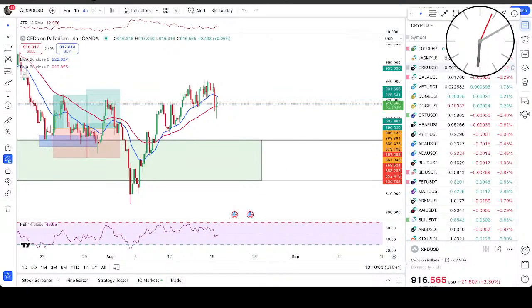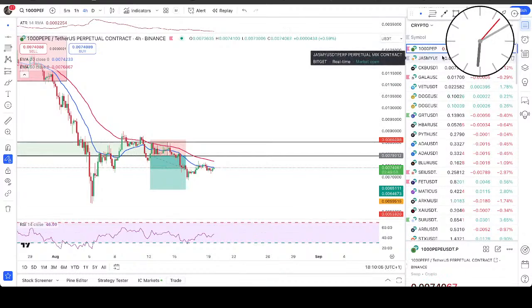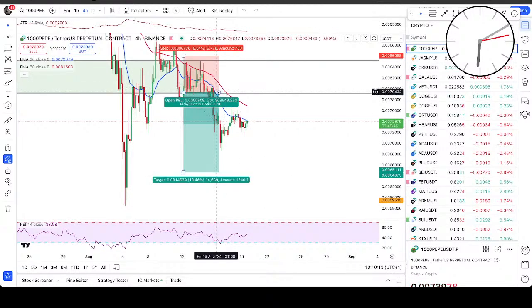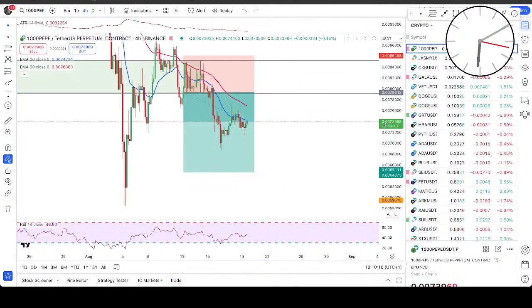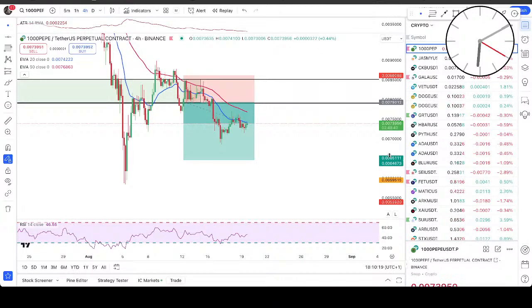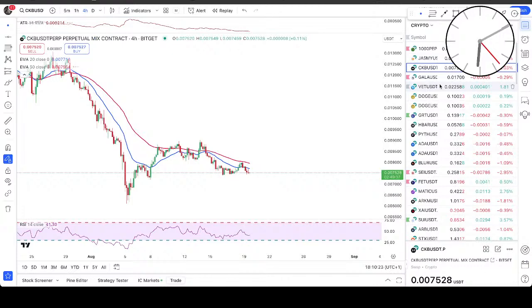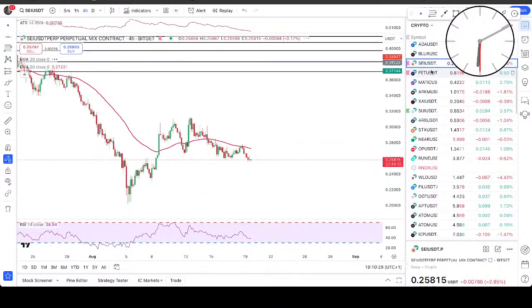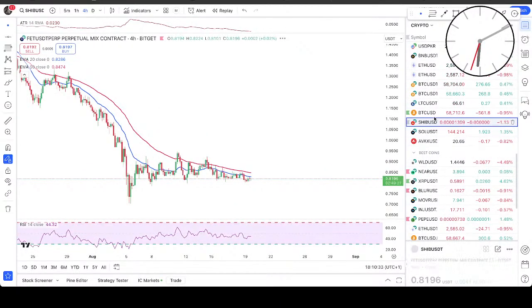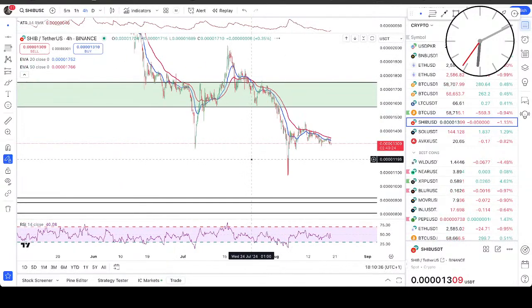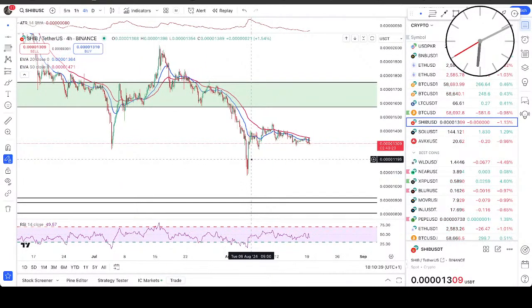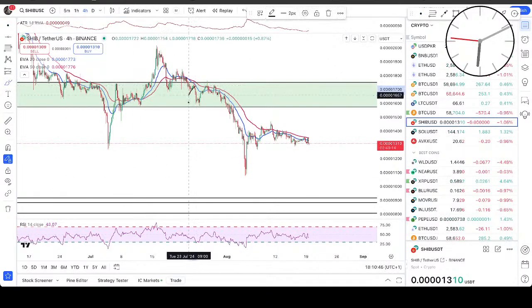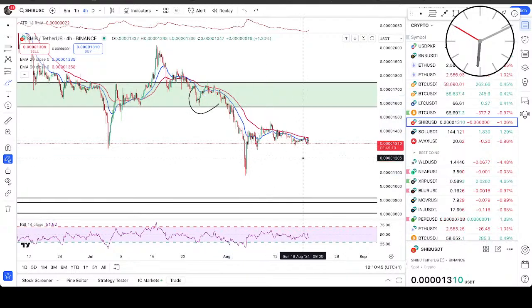Let's check the crypto market. And by the way, I bought SHIB somewhere here. It's down massively. That is totally cool. I'm gonna buy it again.